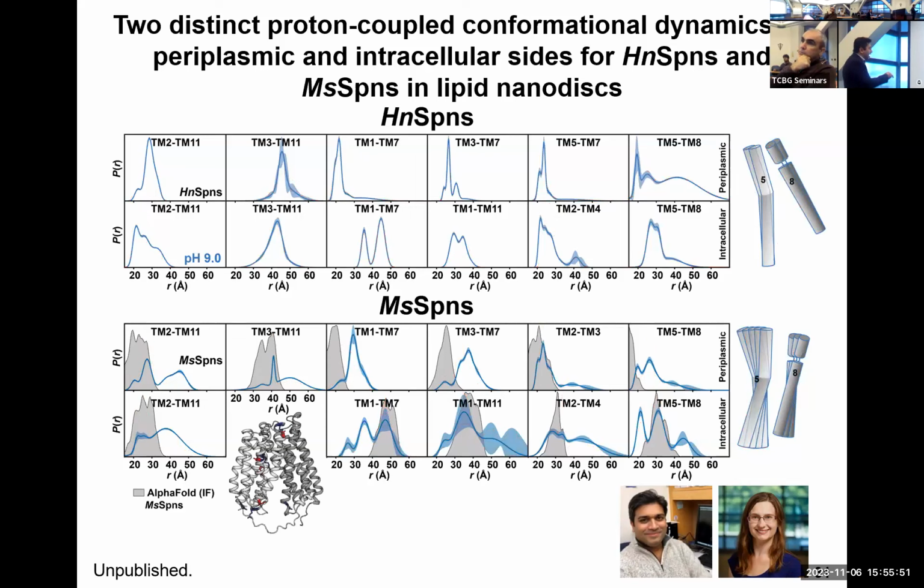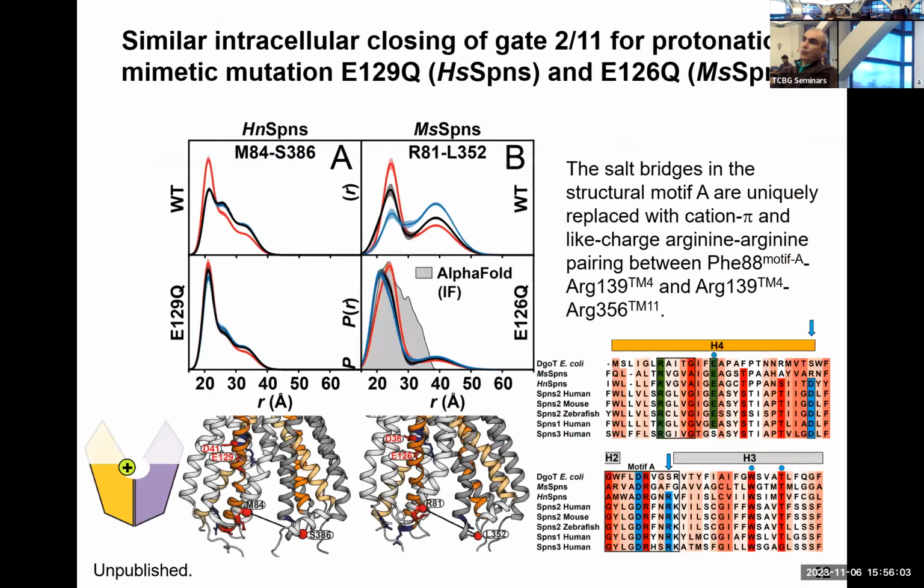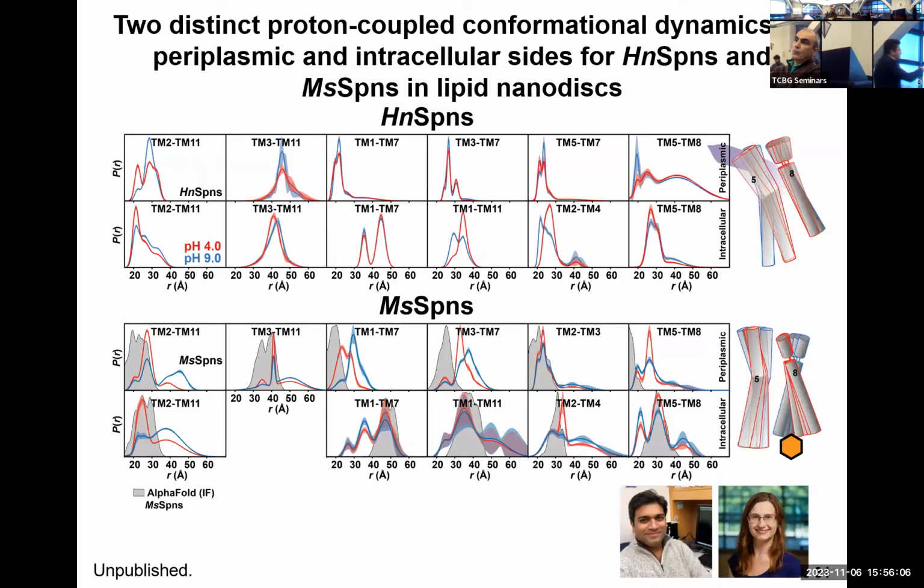And here, the shaded area is the AlphaFold model of the MsSpns, which was the only one available. If you compare that, you see that we don't have complete closing of the intracellular or periplasmic gate between 2 and 11. In the case of 5 and 8, it's interesting: we have an opening of the gate. Under acidic conditions, we have opening on both sides, especially the intracellular side. So the gate opens, and that's worth studying.